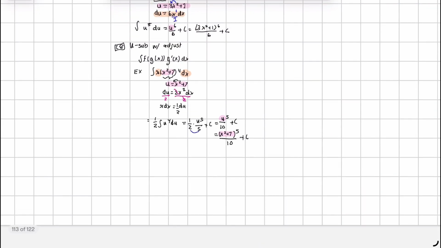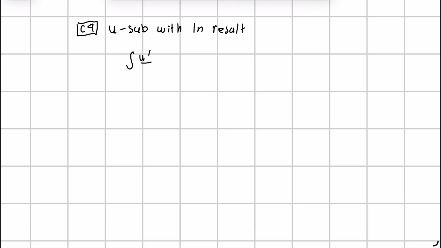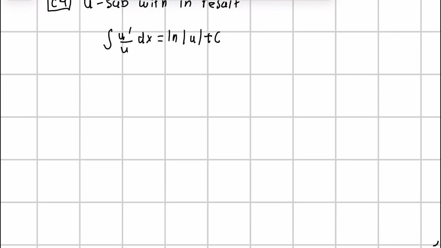Now let's do an example where we have u substitution with a natural log result. This is going to be our 9th case that you could possibly see on the exam. So we have the integral of u prime over u dx is equal to the natural log of the absolute value of u plus c. So basically, if the numerator is the derivative of the denominator, then that is how we know that the answer is going to be the natural log with absolute value signs. First, we're going to make u equal to what the denominator is, or what is on the inside. And then we're going to check that the numerator matches the derivative of the denominator. And then we're going to take the natural log of u.